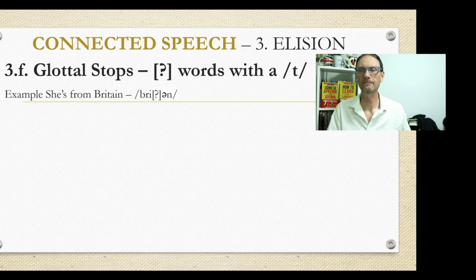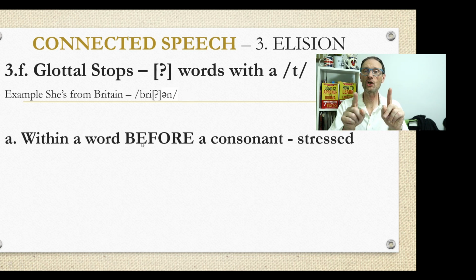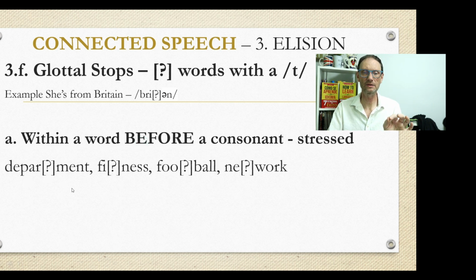She's from Britain is a good example. So saying Britain, she's from Britain. So within a word, before a consonant which is stressed. So for example, department. When it's part of the syllable that is stressed and it has a T, the T disappears. This is very acceptable in standard British English. So it's not wrong to say it.